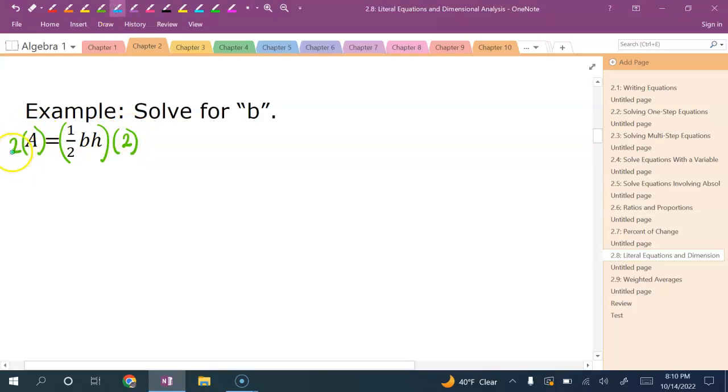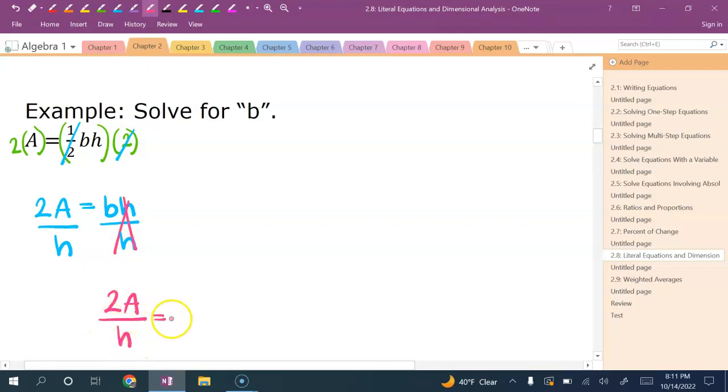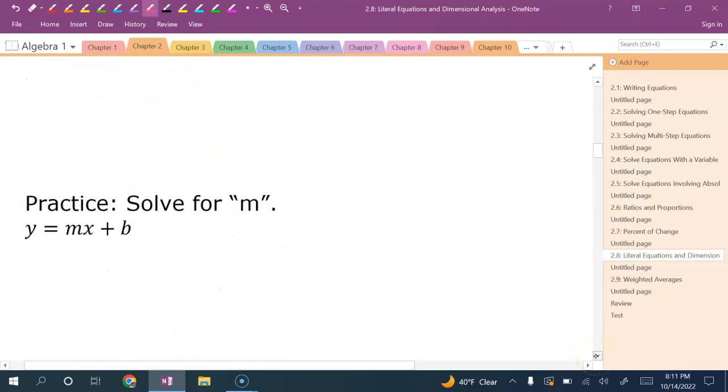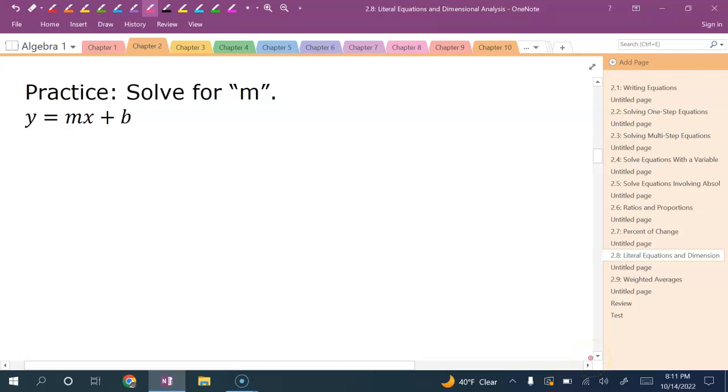When we do that, we're going to have 2 times that capital A equals, again, the 1/2 and the 2 are going to cancel, so equals bh. Now again, solving for b, so I'm going to divide both sides by the h. And so I would have 2 times A all over h equals your b. So very similar to that last example, it's just we were solving for b instead of solving for h. So I want you guys to try this practice problem and solve this equation for m.